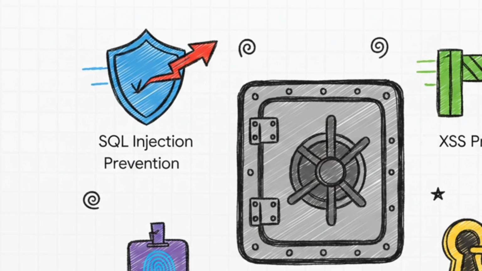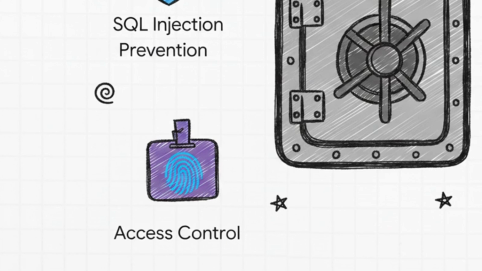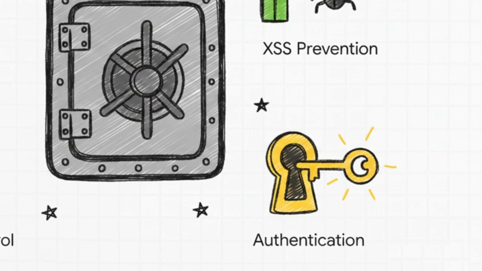SQL injection is what happens when attackers insert malicious SQL code into user inputs, so it must be prevented. XSS occurs when malicious JavaScript is inserted into web pages, so it must be prevented too. Access control verifies the logged-in user before showing sensitive information. Entry point authentication is used for APIs, integrations, webhooks, and AJAX calls.